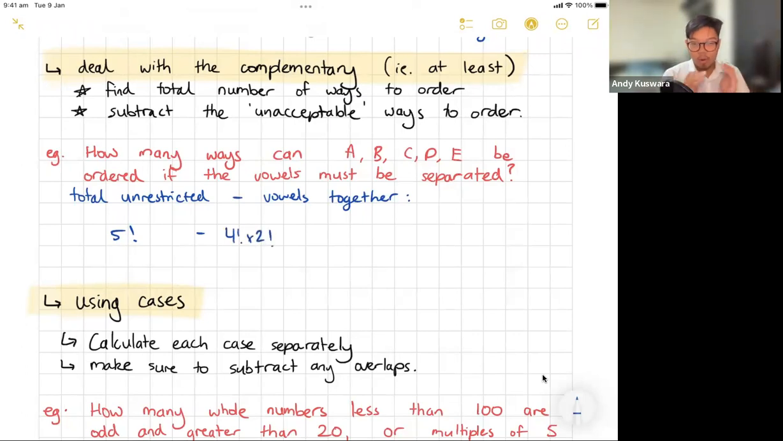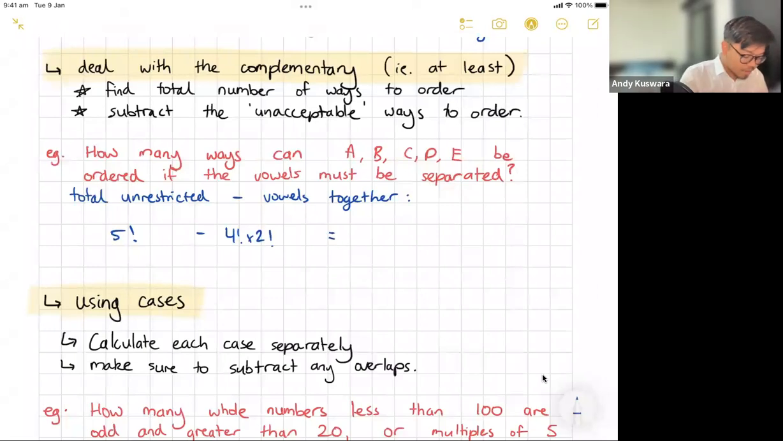So if A and E were one clump, I'm grouping A and E together so they're together. And then I'm going to multiply it by 2 because in that group, there's 2 different ways that can happen. So it's going to be the total, which is 5 factorial, take away the amount of ways that I can rearrange it if the vowels were together, which is 4 factorial times 2 factorial.